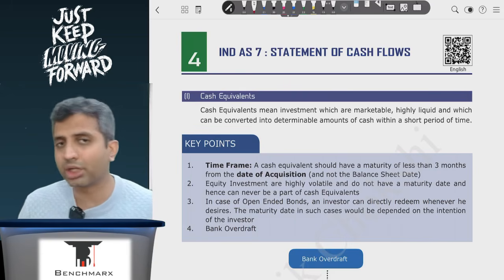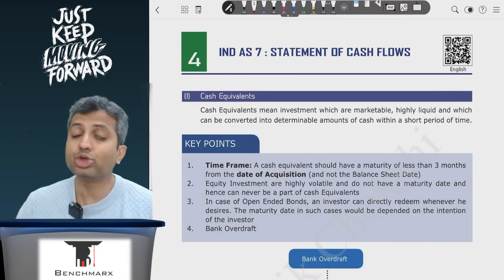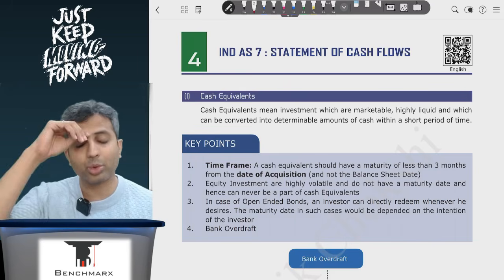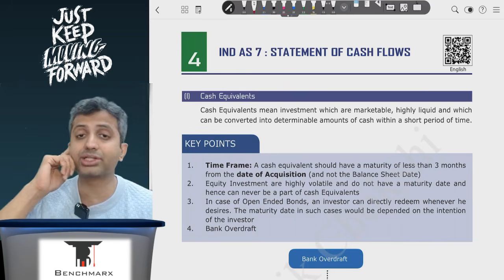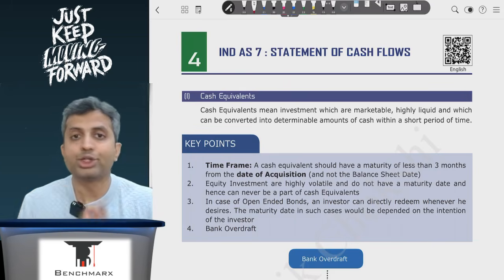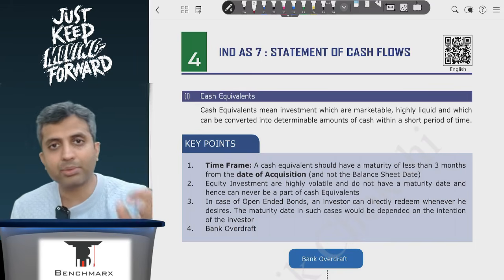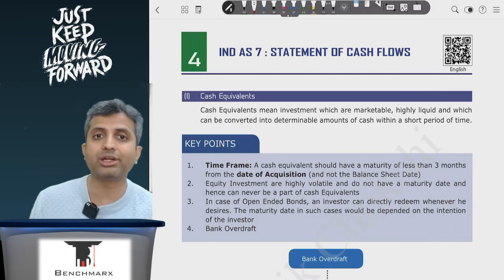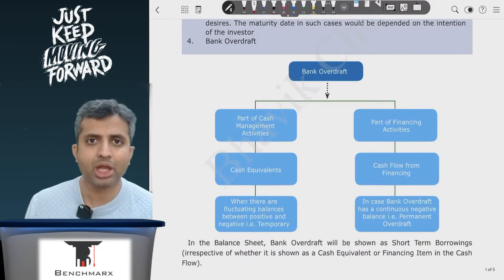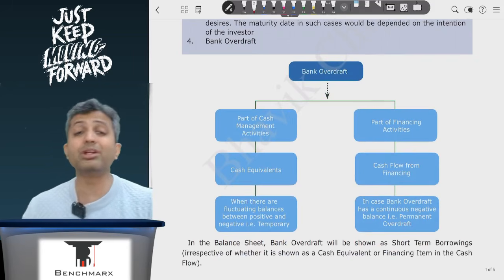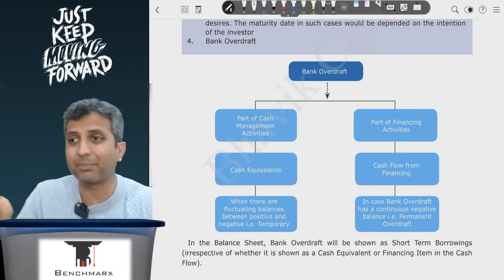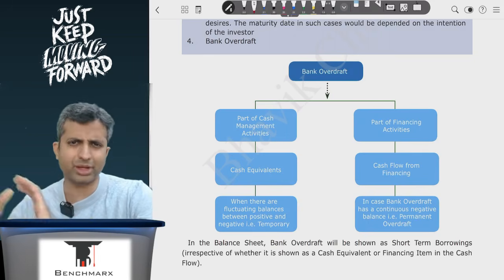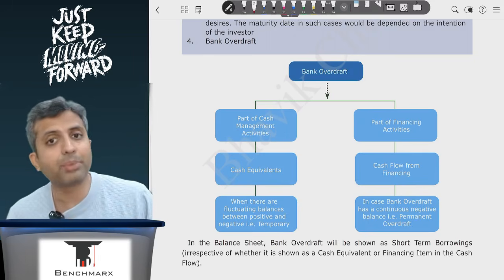Now, an interesting thing over here is how do you treat bank overdraft? In your Schedule 3 balance sheet, come what may, bank overdraft will be shown within financial liabilities, current liabilities, short-term borrowings. So it will be a borrowing only. However, for preparation of cash flow statement, you can either treat it as a cash equivalent, or you can treat it, for example, as a financing cash flow, depending on whether the overdraft is a temporary overdraft, that is, it is a part of my cash management activities, or it is like a permanent overdraft.